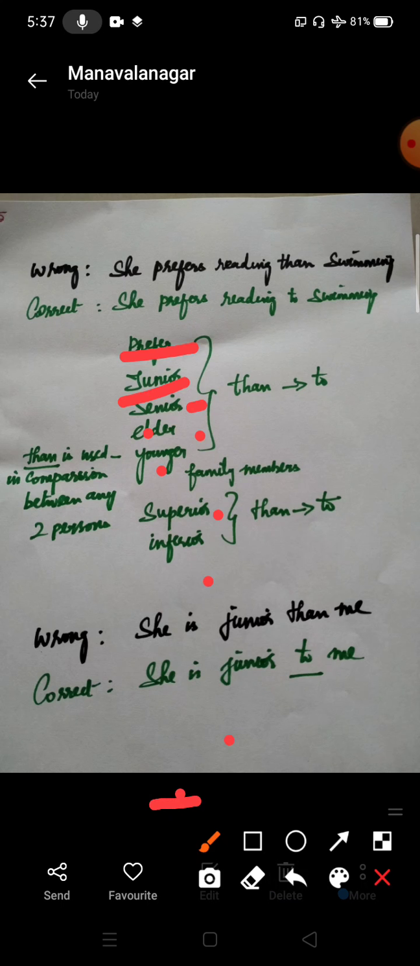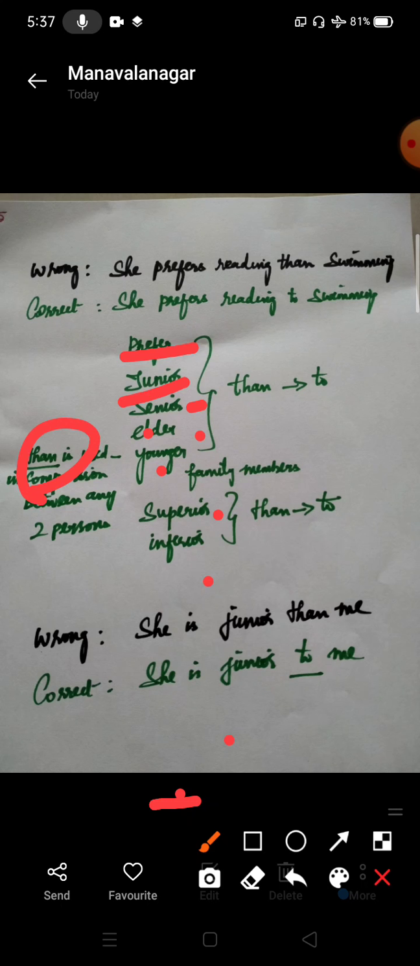younger between two, "than" is used in comparison between any two persons. When we say this person is younger than that person, between any two persons, we should put "than". Okay, in family members, when we say this person is younger, we should put "younger to". Okay, you have to remember this.